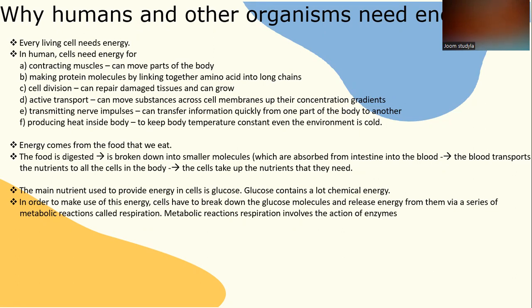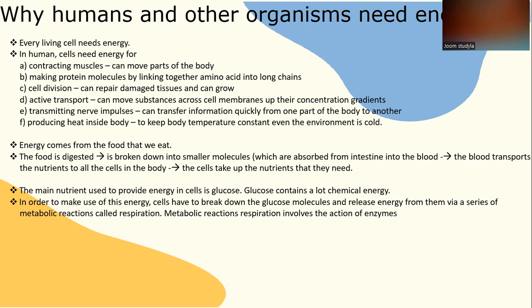Where does the energy come from? The energy comes from the food that we eat. The food is digested and broken down into smaller molecules, which are absorbed from the intestine into the blood, and then the blood transports the nutrients to all the cells in the body, and finally the cells take up the nutrients that they need.